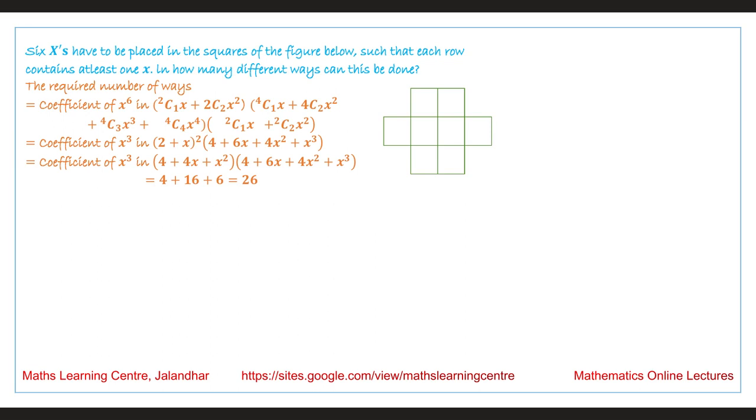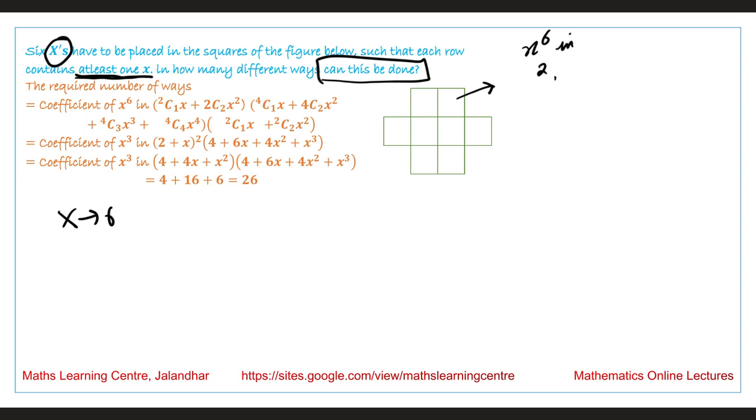Suppose we have 6 x placed in the square figure below, such that each row contains at least one x. In how many different ways can this be done? If we are talking about the first row, we have 6 x, so it is the coefficient of x raised to the power 6 in 2c1 x plus 2c2 x square. There is no way over here.